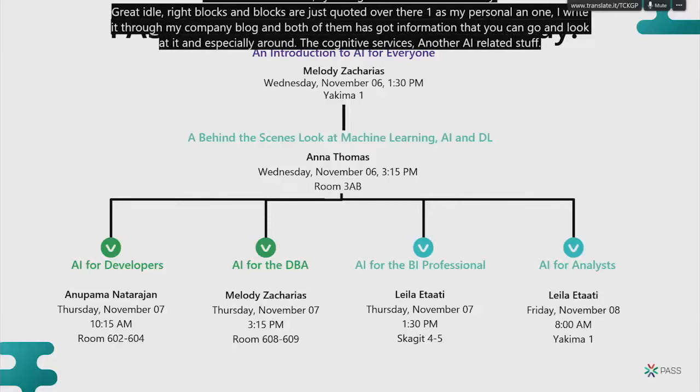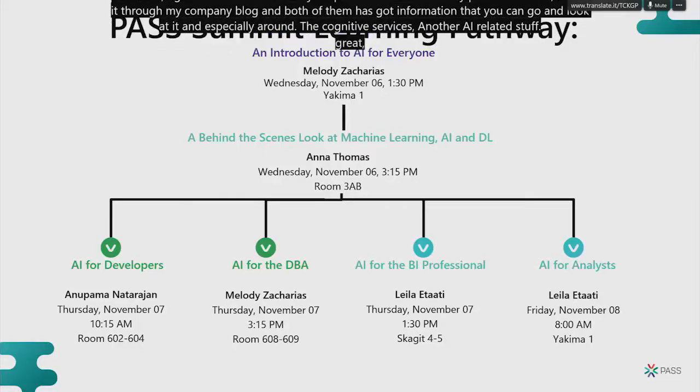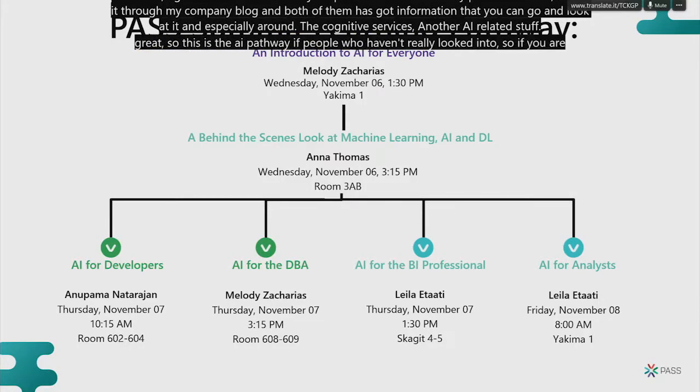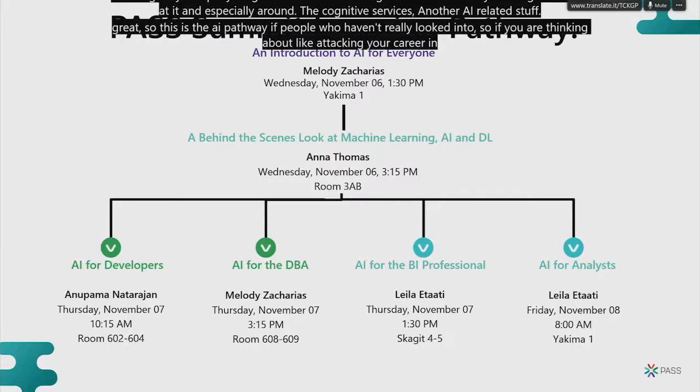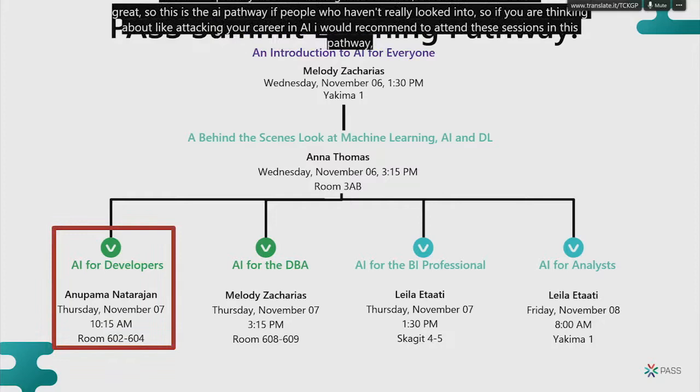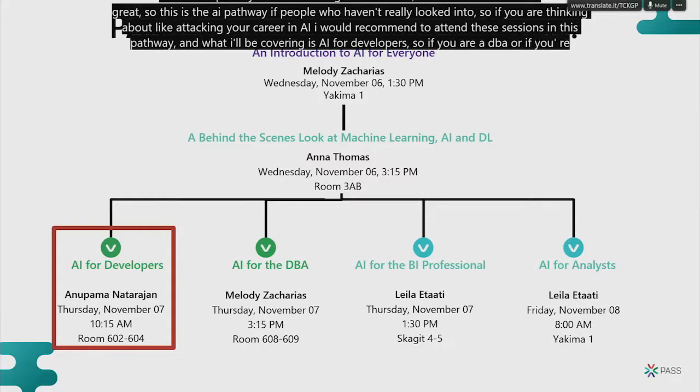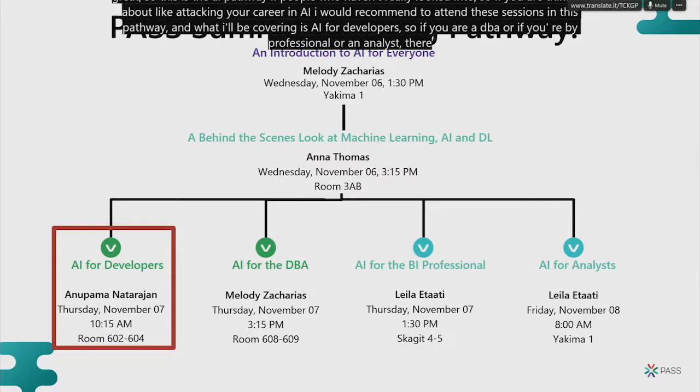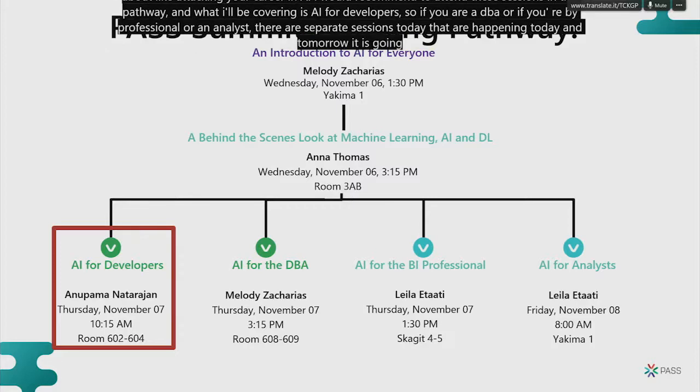This is the AI pathway, for people who haven't really looked into it. If you are thinking about taking your career in AI, I would recommend attending the sessions in this pathway. What I'll be covering is AI for developers. If you're a DBA, a BI professional or an analyst, there are separate sessions happening today and tomorrow. Feel free to go and attend those sessions because they are really valuable.